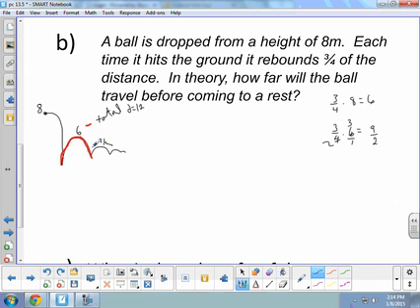I'm going to kind of ignore that 8 meters that it was dropped right now and think of that 6 as my first entire drop, because that's the first one that's up and down. At the end, I'll add that 8 meters back onto my problem. So I now know my first number is 6, and I know r is 3/4. So let's go ahead and plug that in. Oops, it should not be 6, that should be 12. Just went through the whole spiel about that.